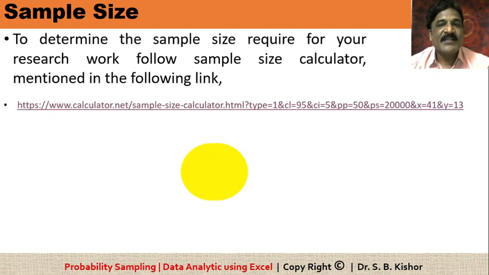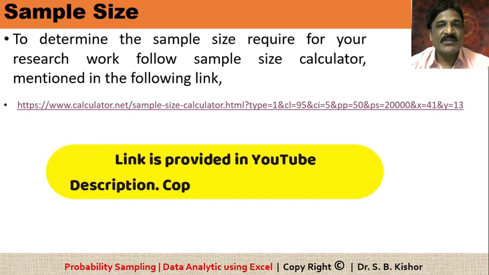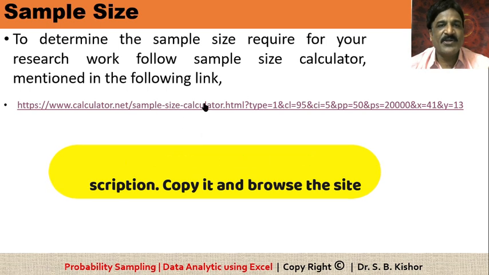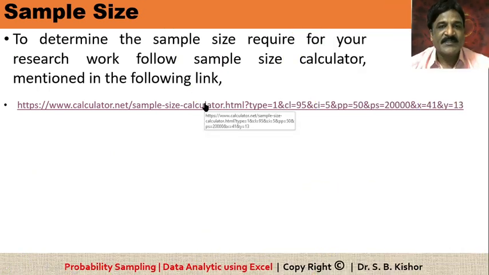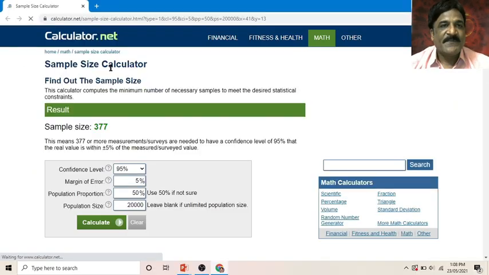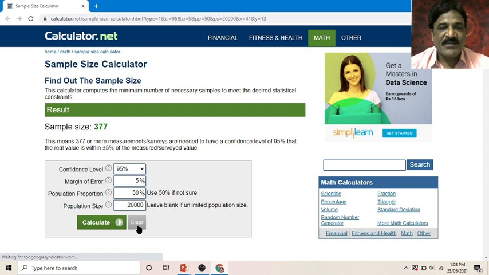Now, how to determine the sample size required for your research work? For that purpose, a sample size calculator formula is already given. So we will simply click on this particular link to see how much sample size is required for your research work. You may clear the earlier data. Now, how confident are you about the data that you are going to collect? It means if someone carries out the same work, he should get the same kind of results.